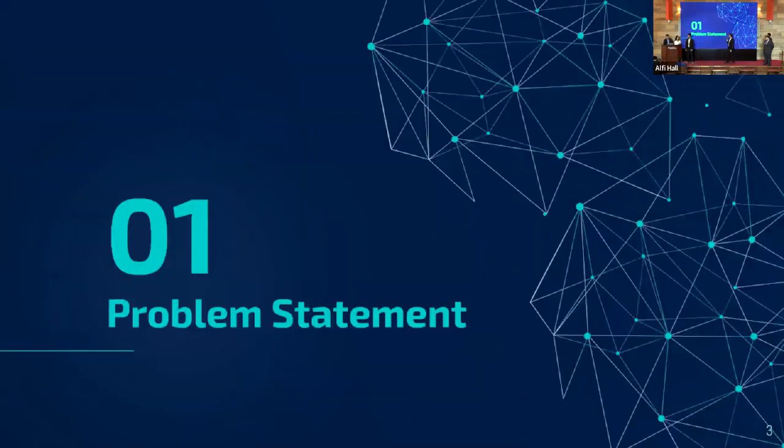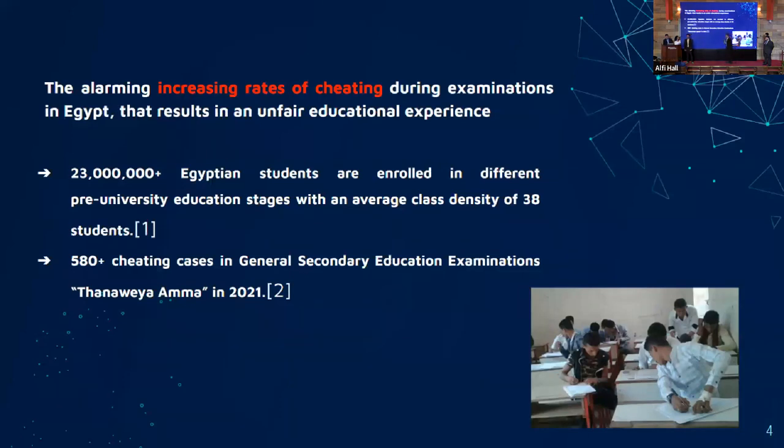Next slide. Okay. So cheating is actually a problem worldwide, and unfortunately, Egypt is no exception. So based on our research, the alarming rate of cheating in Egypt has intrigued us to think about doing a system that might be helpful for educational institutions and might help create a safe environment.